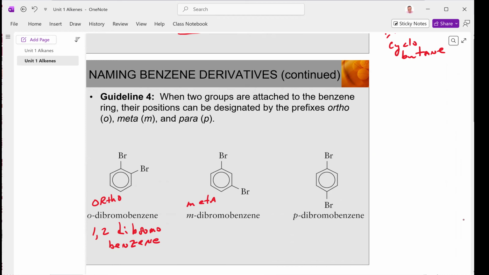Meta, think of middle, meta. So this would be a 1,3-dibromobenzene, and this is para-dibromobenzene.